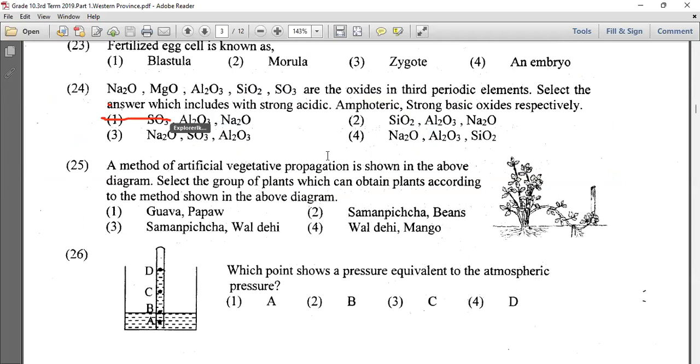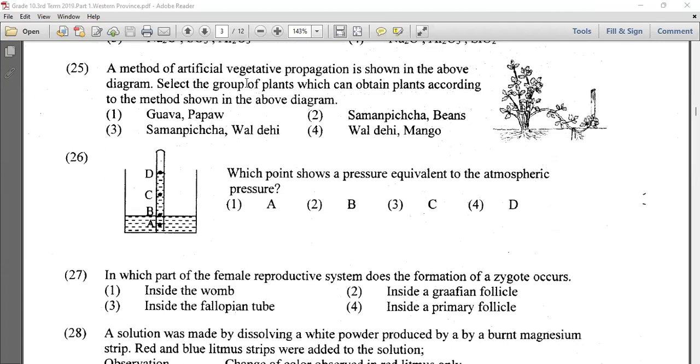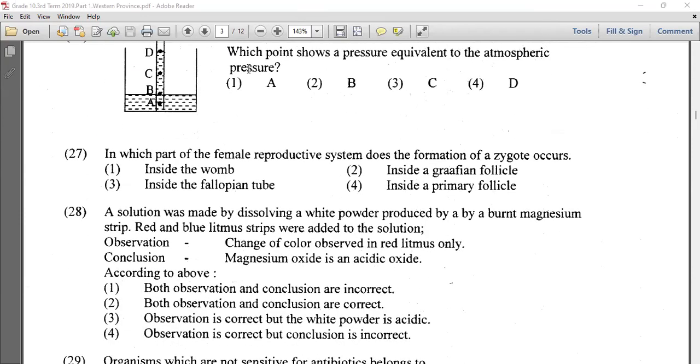Fifth one: a method of artificial vegetative propagation is shown in the above diagram. Select the group of plants which can be obtained according to the method shown here. This is ground layering. You have gone through the examples: Saman pitch and Valdehi. Those are examples. Ground layering is possible. Even the lime practical, right? Citrus family practical, right?